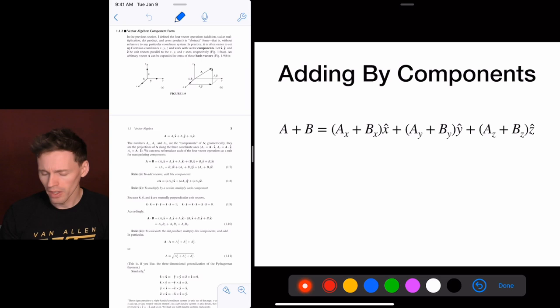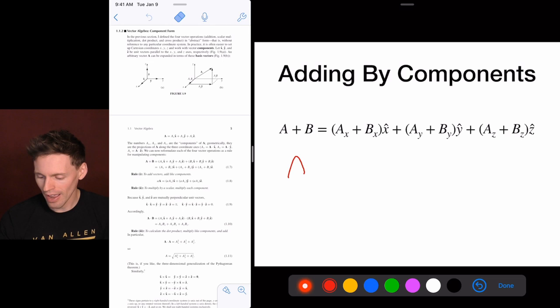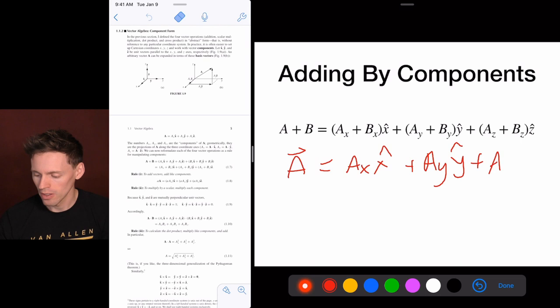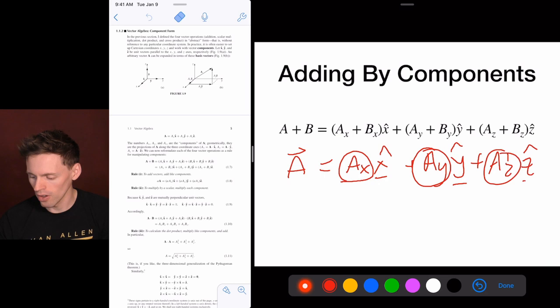So if you want to add two vectors together, instead of doing the head-to-tail method, you can say a plus b. Let's rewrite a and b in component form, so that a vector is just some x amount in the x direction plus some y amount in the y direction plus some z amount in the z direction. So the vector a would have some x, y, and z components. And that's how we describe a. We say it's this long in the x direction, that long in the y direction, and that long in the z direction. And we can do the same thing with b.